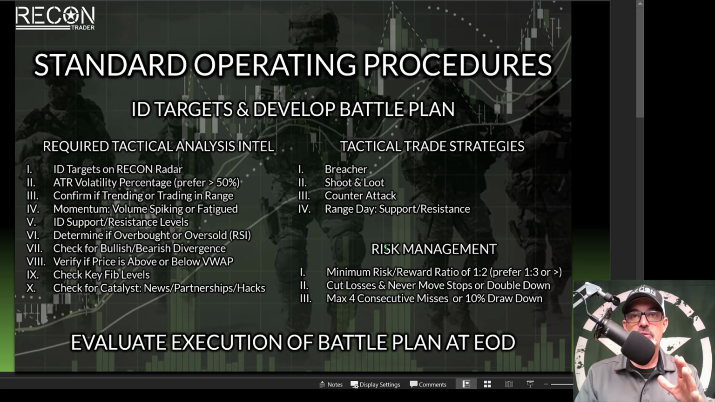Now, last but absolutely not least, it should actually be first, is risk management. My main focus when trading is risk management. Not how much profit I can make, but how I can actually manage my risk. And I manage my risk mainly based on a risk versus reward ratio. I shoot for a minimum of a 1-to-2 risk versus reward. I prefer a 1-to-3 or greater.